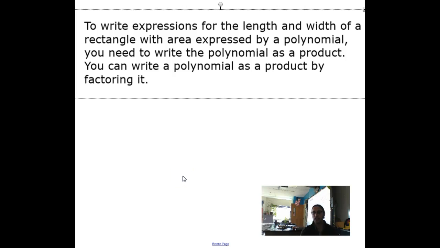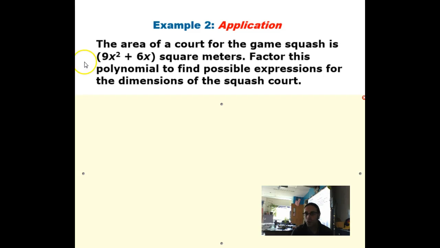Hey, in this next set of problems, you're going to write expressions that involve length and width of a rectangle as area. And again, area is length times width. So if I give you the area written as a polynomial, you should be able to factor out those pieces that make it up. So when you get a problem like this, it says the area of a court for a game of squash is 9x squared plus 6x square meters. Factor out the possible expressions for the dimension of the court.